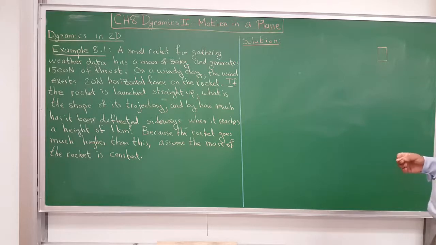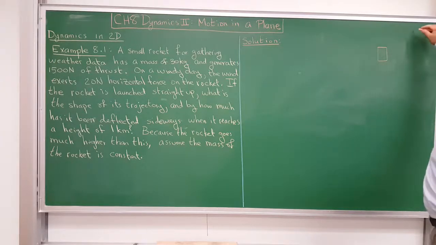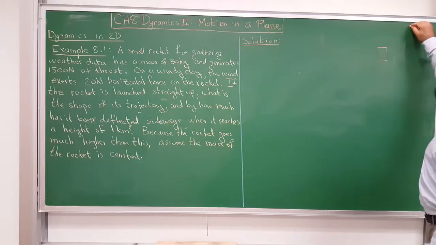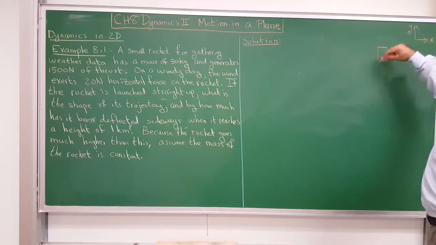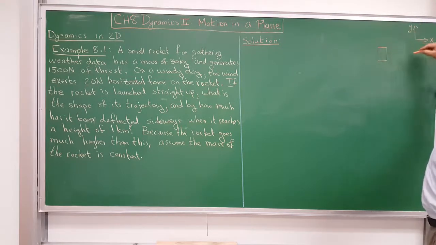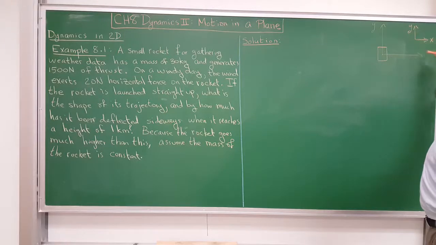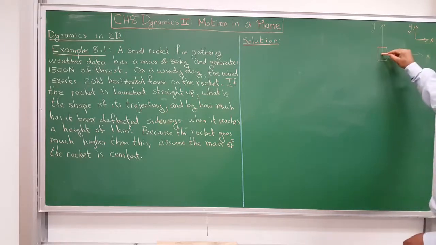So the rocket is launched in the upward direction. So here is my y direction, I would call it upward, and then here's the x. It starts with an initial velocity equal to 0, and let's say the location is at the origin. So this is the location 0, 0. This is the x-axis, and this is the y-axis. All right, it starts there.